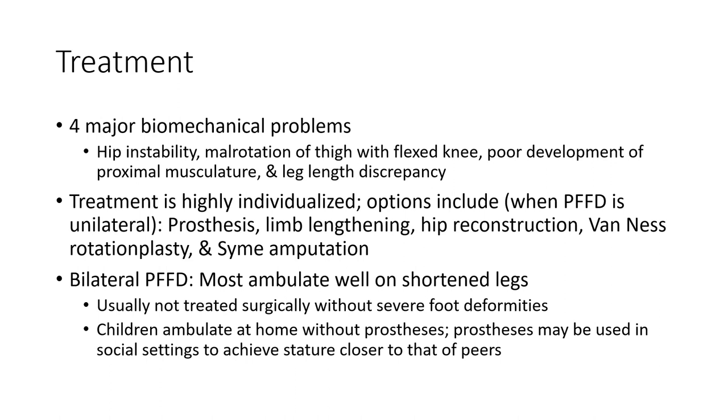In bilateral proximal focal femoral deficiency, most amputations are on the shortened leg, usually not treated surgically without severe deformity. Children are bullied at home without a prosthesis. A prosthesis may be used in social settings to achieve a stature closer to that of peers.